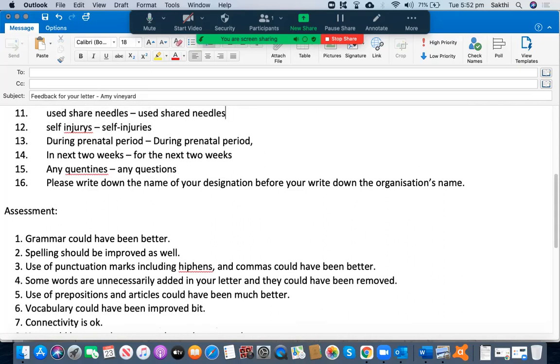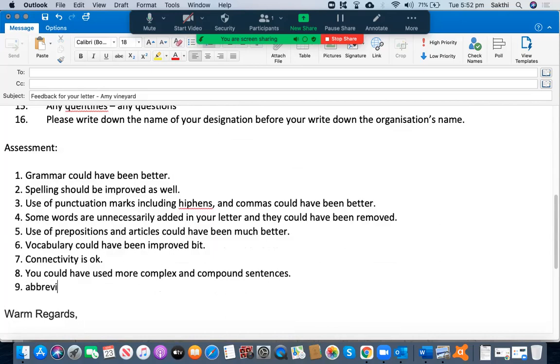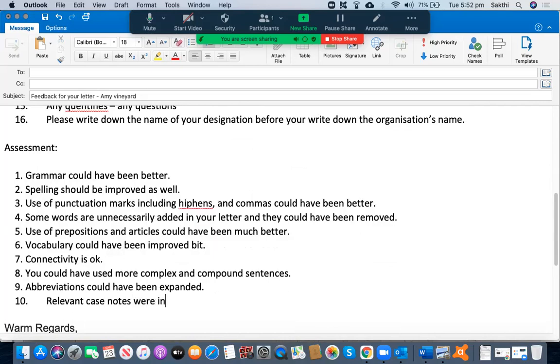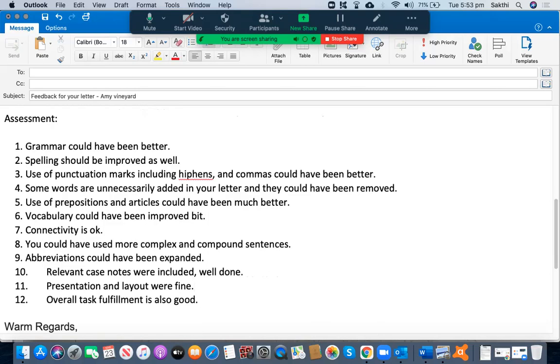Okay, so what else? Case notes were well organized. I'm happy with that. Abbreviations could have been avoided. Abbreviations could have been expanded. Relevant case notes were included. Well done. I have already checked it. Presentation and layout were fine. I'm happy with that. Overall task fulfillment is also good. Okay, that's all right. Let me go through the score now.